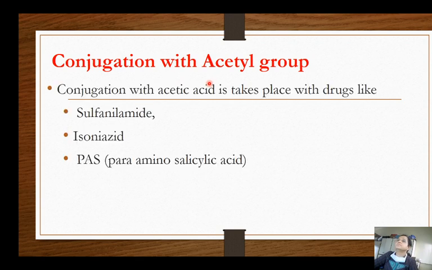Next, conjugation with acetyl group. Conjugation with acetic acid takes place with drugs like sulfanilamides, isoniazid, and para-amino salicylic acid. Sulfanilamides are antibiotics. Isoniazid and PAS are usually used, and these two are also antibiotics. They are commonly used in anti-tubercular treatment. So these drugs are conjugated by acetyl group.